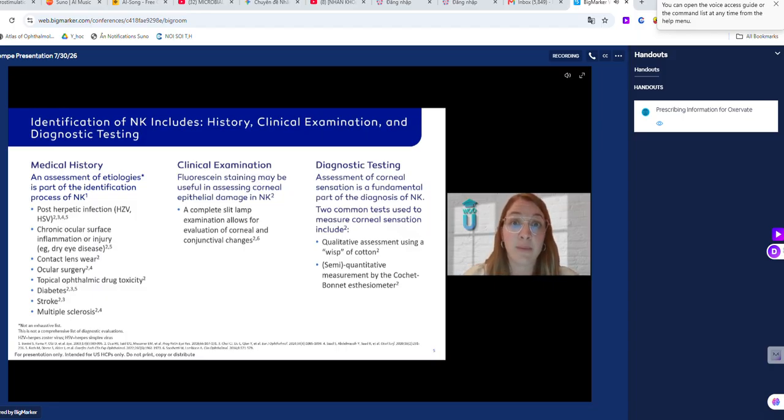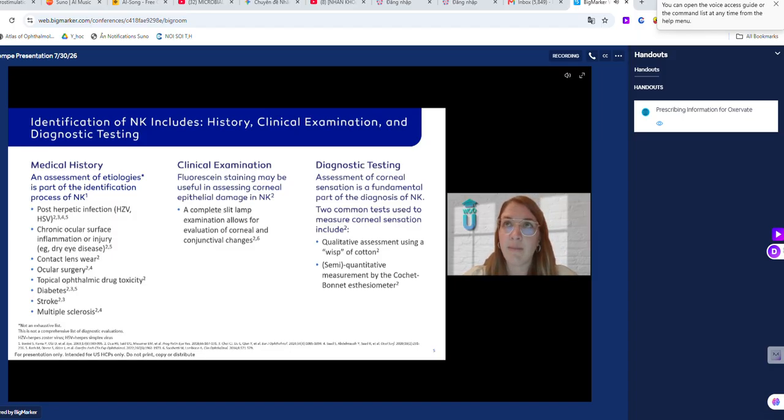And that's the third part, the diagnostic testing. So whether you're using the cotton swab, or the WISP, the dental floss, or something fancy like the Cochet-Bonnet, we diagnose and confirm this NK, based on the suspicion from the medical history and from the clinical examination, through confirming that reduced or absent sensation with one of those 3 tests. Jumping back for a second to this medical history.